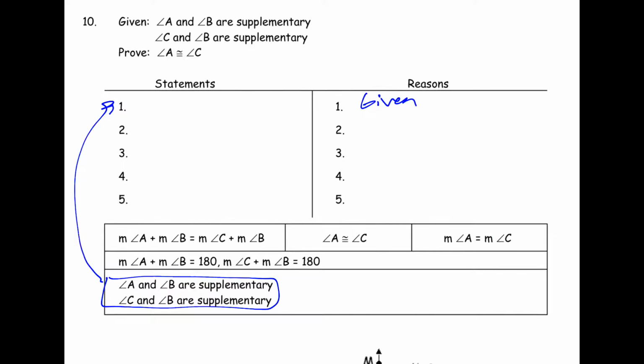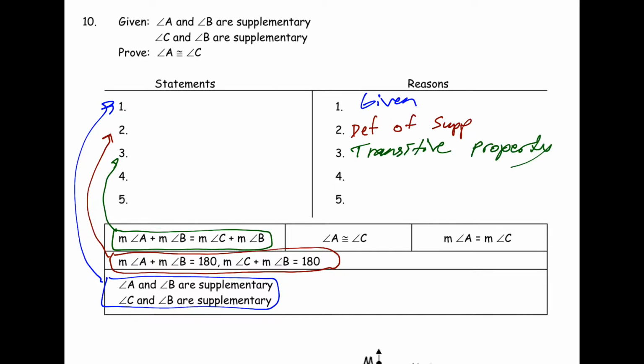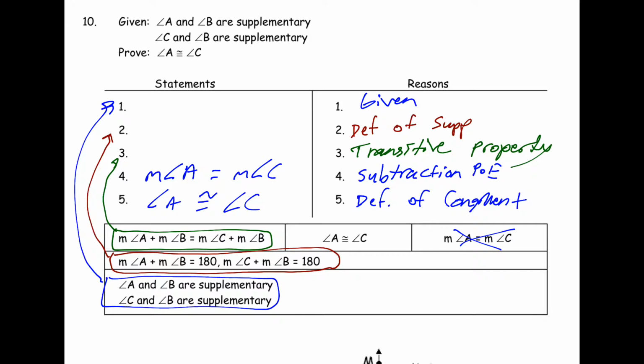For number 10, we start off with our given information that angles A and B and C and B are supplementary. By the definition of what it means to be supplementary angles, they add up to 180. Using the transitive property, the sum of the measure of angle A plus B is going to be equal to the sum of the measure of C plus B, since they're both equal to 180. Then if we subtract the measure of angle B from both sides, we're left with the measure of A is equal to the measure of C. And by the definition of congruence, this means that A is congruent to C.